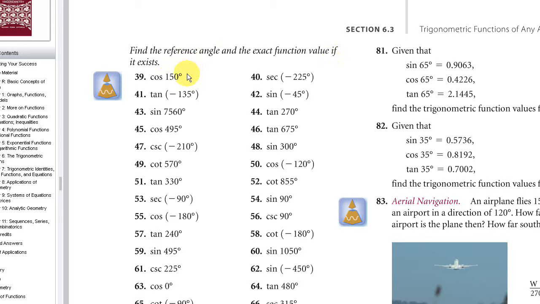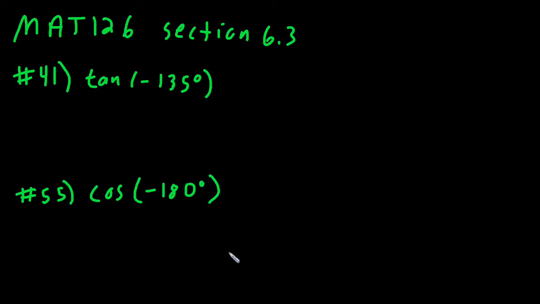These two particular problems, you could actually just punch in a calculator and get the value, but that wouldn't help with the reference angle. So we want number 41. We want to find the tangent of negative 135 degrees. Well, I like to draw that angle. So I'm going over here on my Cartesian coordinate system. We're going to draw an angle in standard position.